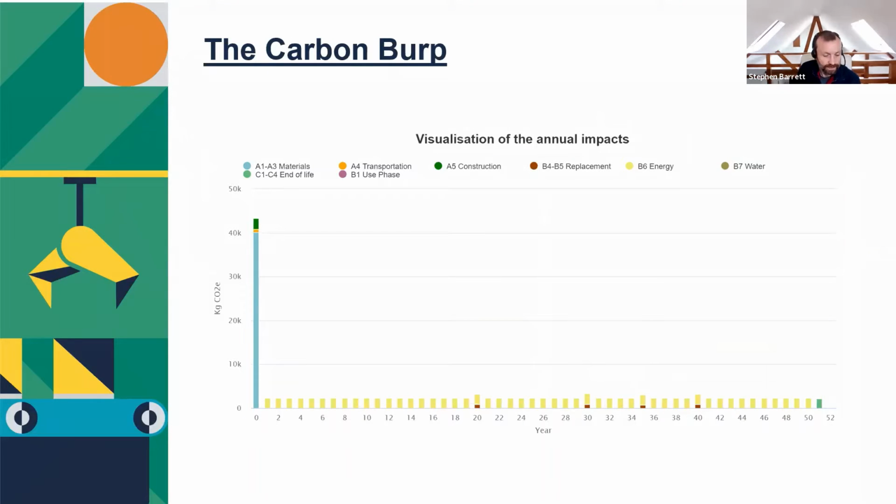So again, the same data. This chart shows the emissions for every year over a modeled 50-year life cycle. The yellow at the bottom there is your annual electricity bill, but it's the big carbon burp, as it's known, at year zero, that's the elephant in the room. That's made up of manufacturing materials, what we call the A1 to A3, bringing them to site, the A4, and construction itself, the A5. And the problem is these emissions happen now, they're not spread over years in the future with the benefit of a decarbonizing grid.